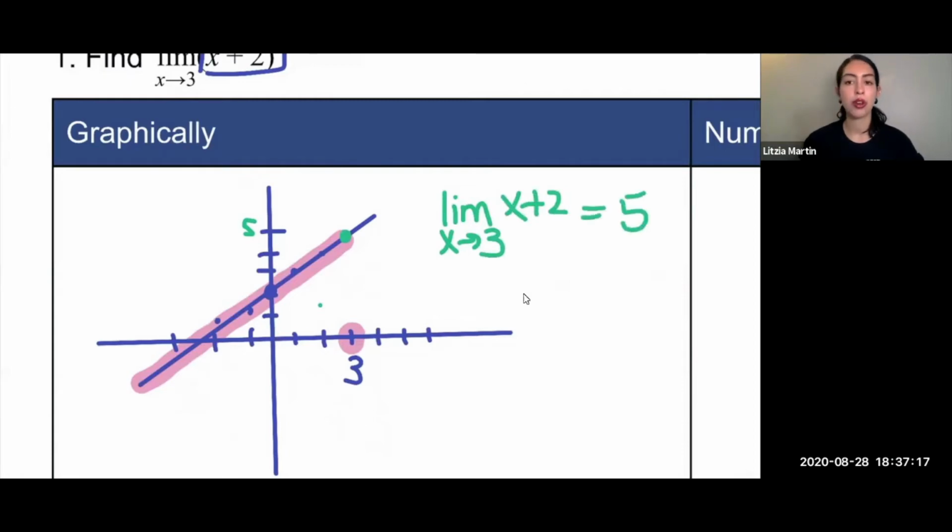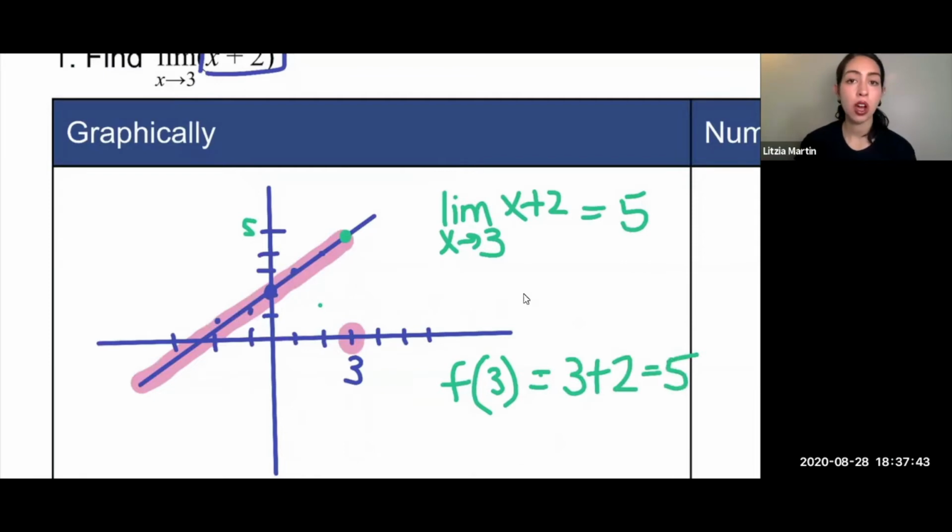So you may be asking yourself, well, what is the difference between finding the limit and just figuring out what is f of 3, right? Because if you were trying to figure out f of 3, all you would have to do is plug in 3 and you get the y value.